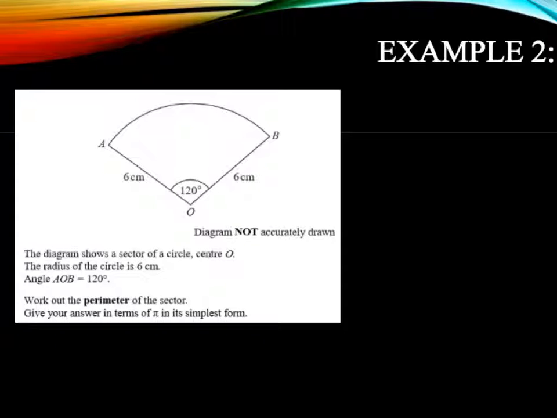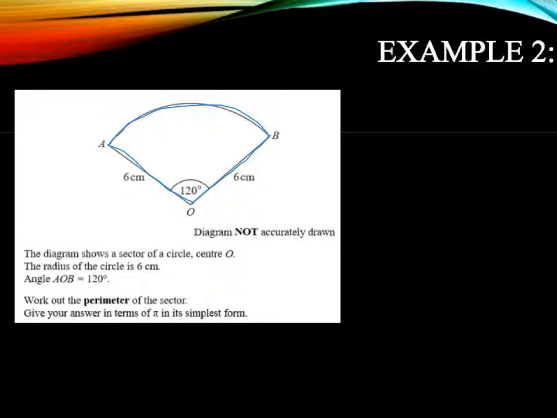Okay, so this is slightly different, but in effect what we've been asked to do is to work out this curved part here for the arc length, plus these 2 lengths here. Remember, the perimeter's all the way around. So the hardest bit is to make sure that we've calculated the curved part. Once we've calculated the curved, we can add on these 2 lengths at the end. The final thing says, give your answer in terms of pi in its simplest form. So there's a good chance that this might appear on a non-calculator paper.